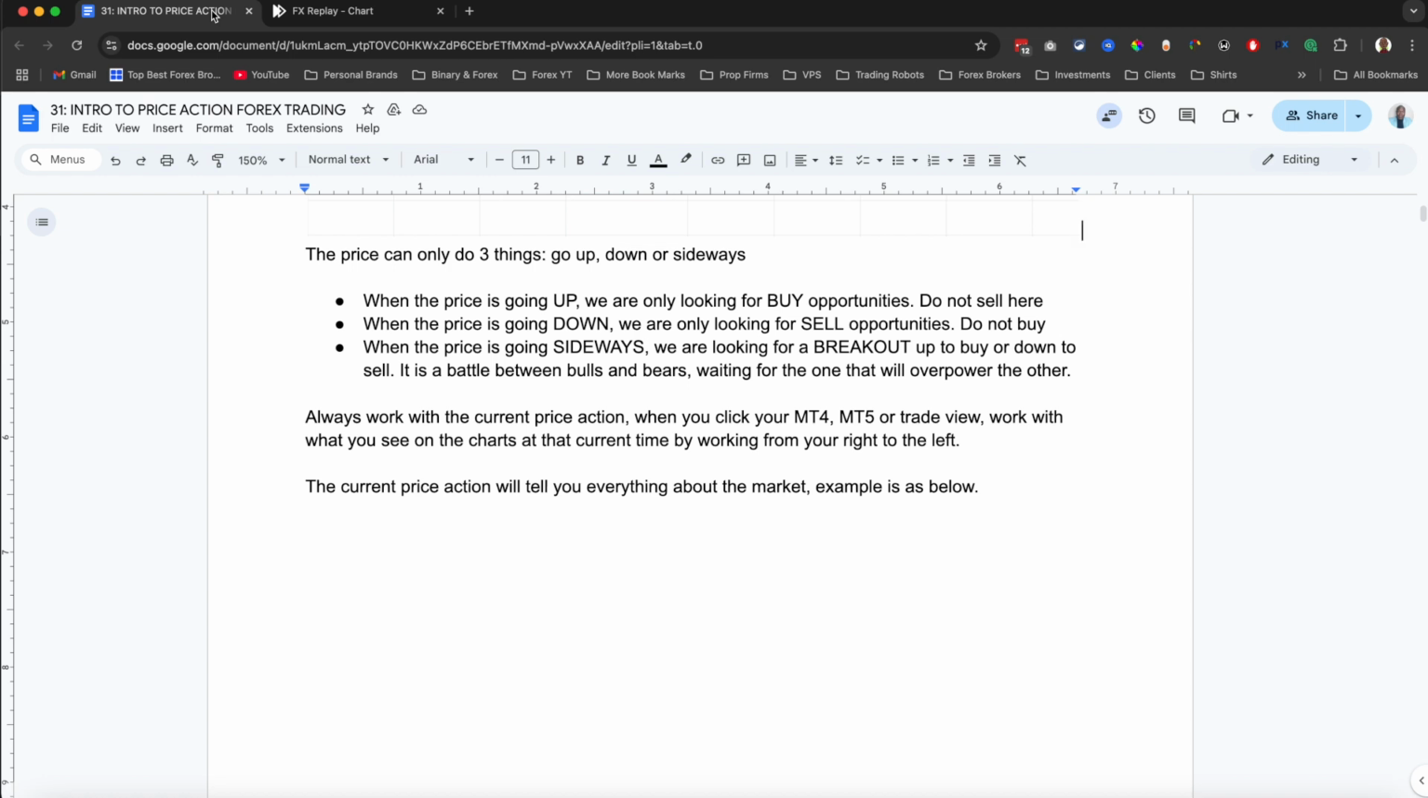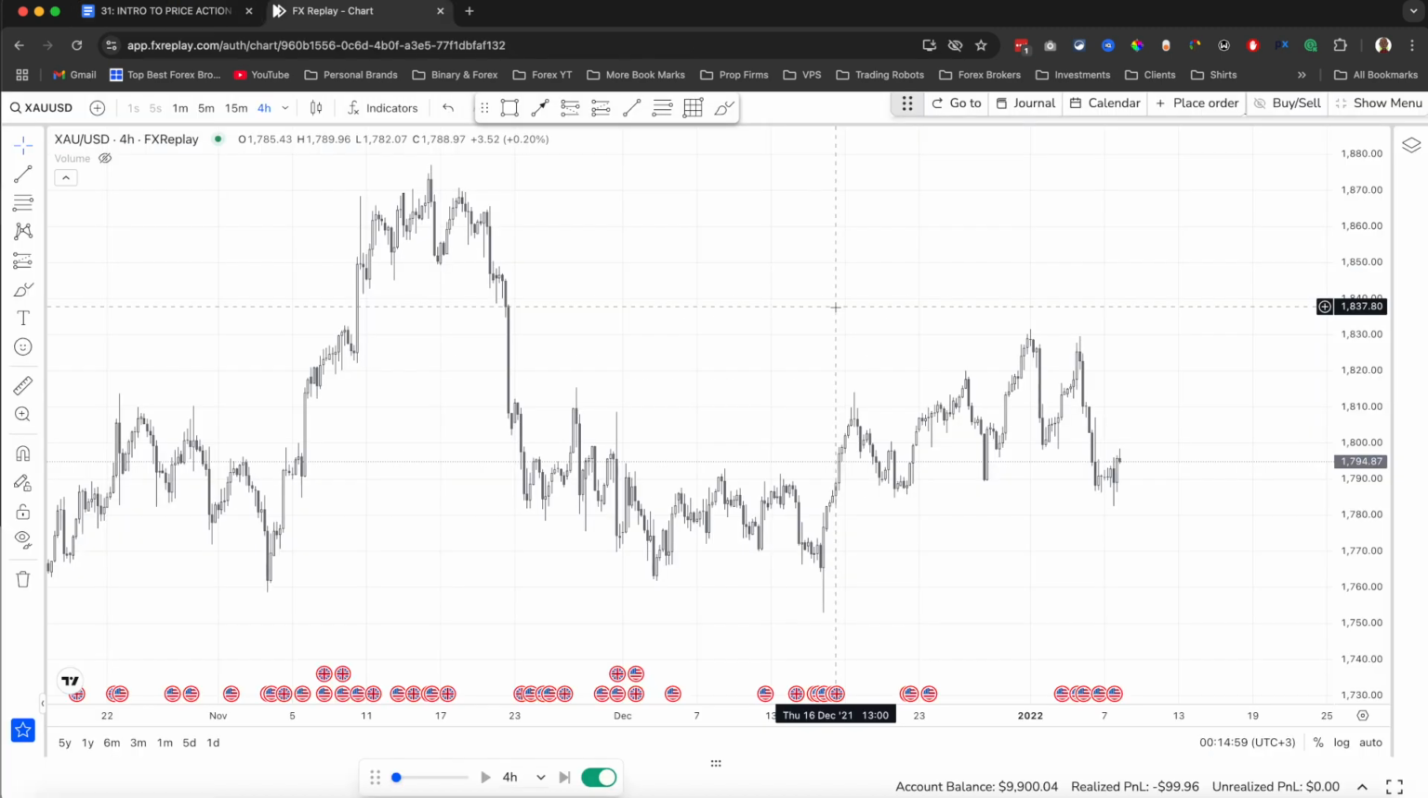Okay, the price action will tell you everything about the market, and the example is as below. Let's go step by step. Since we are looking at the top-down analysis, we should start with the higher time frame and go down. Now, this depends on the kind of trader you are. If you are a swing trader, then you will start with the weekly, then go down to daily, and then down to the 4-hour time frame where you'll enter the market.